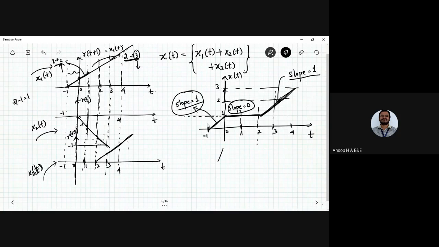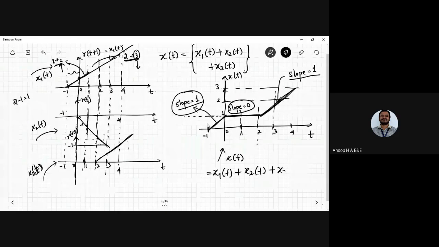So this is the sketch for x of t, which is equal to x1 of t plus x2 of t plus x3 of t. The major worry here is how to sketch it. If you analyze at each and every point, starting with the starting point, I took the starting point and the ending point and observed it. You are going to have no signal from -1 to 0. You are going to have a ramp itself, so ramp plus 0 plus 0 is a ramp again.